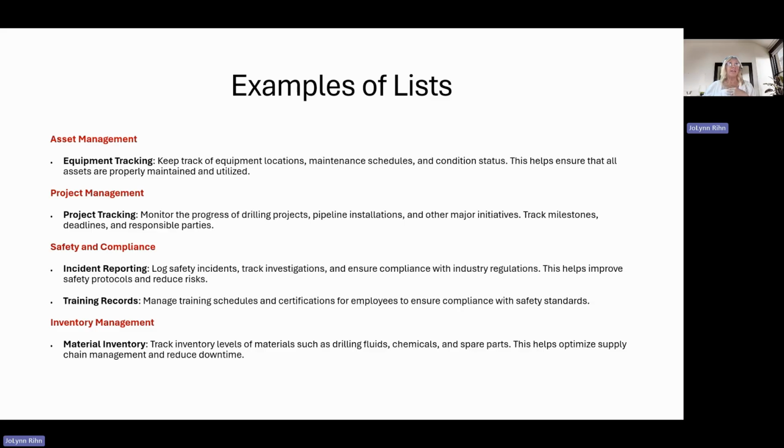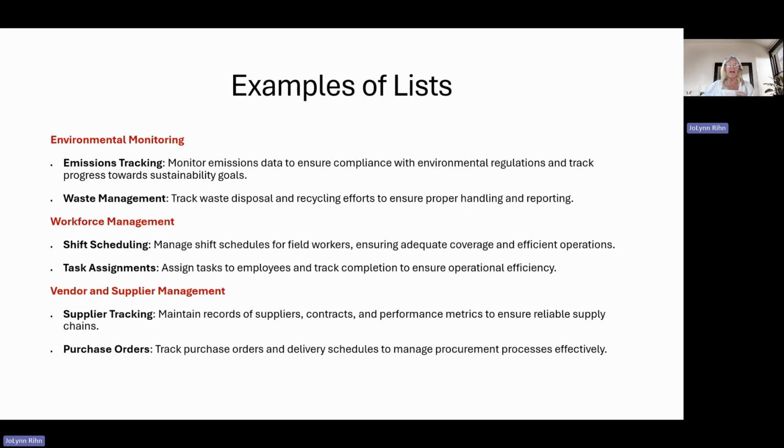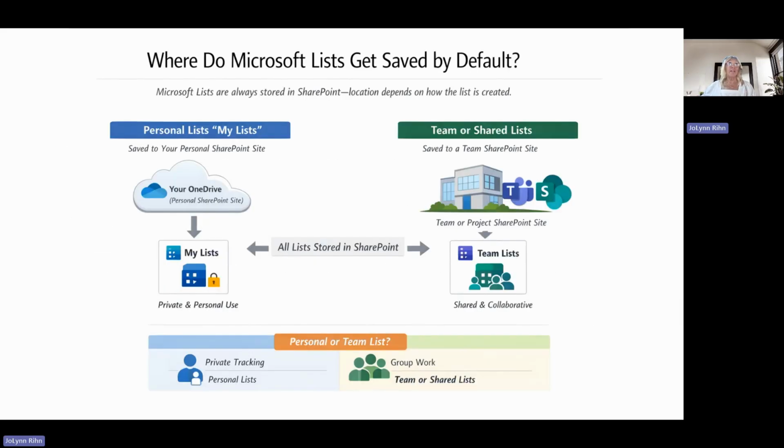You could have an asset manager where it's tracking equipment information or inventory. You could have project management. You could have safety and compliance where you want to keep track of incident reporting or training records. You could have inventory management, which is very common. Environmental monitoring where you have emissions tracking. You have waste management. You could have shift scheduling, task assignments, supply tracking, purchase orders. There's a lot of different options when it comes to the types of lists that you would be creating.